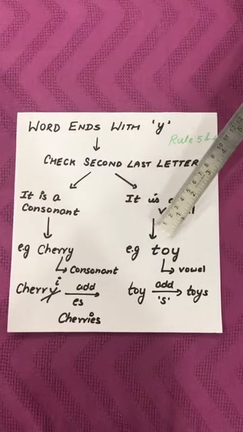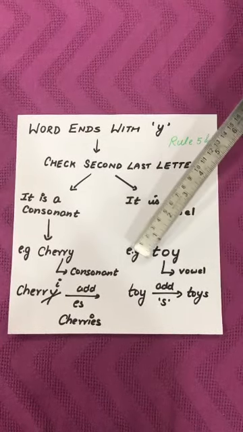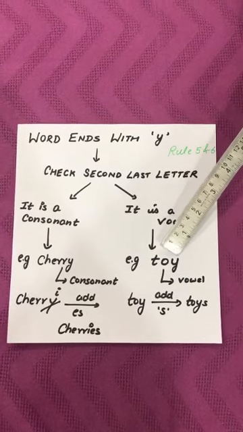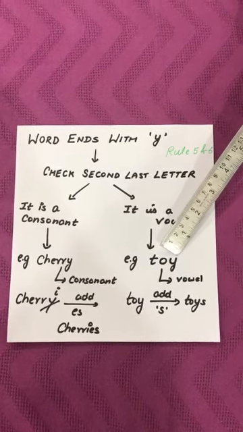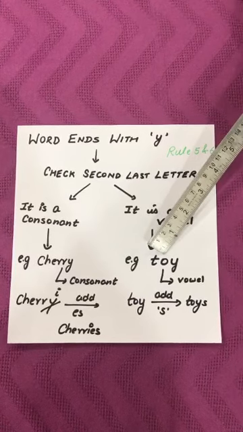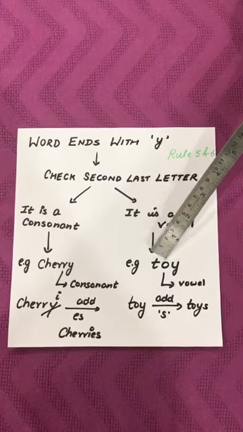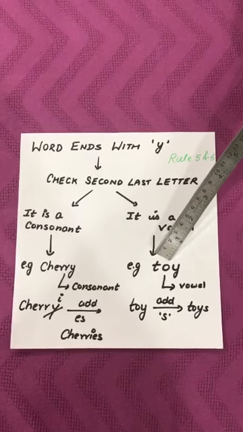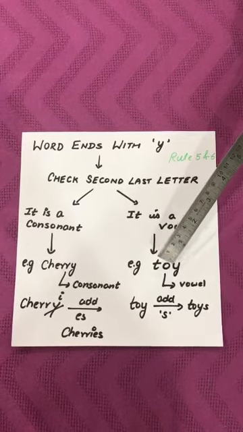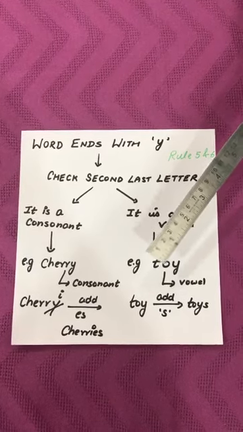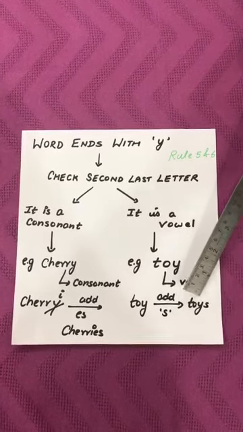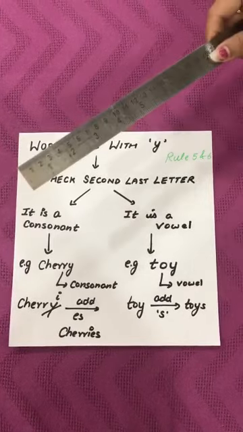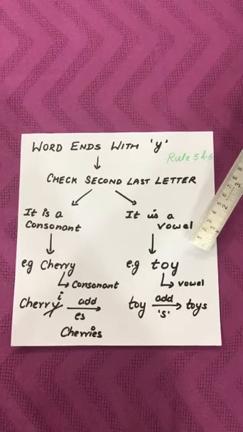Similarly, if we have the word toy, now the word toy ends with the letter y. Now we have to check the letter which is there at the second last place. The letter at the second last place is o. O is a vowel. So what are we going to do? We are just going to add an s to the end of the word. So toy becomes toys in its plural form. So here was rule number 5 and rule number 6.